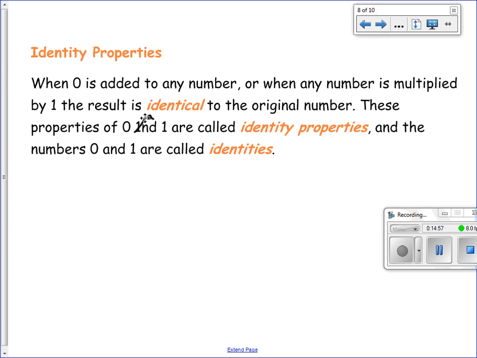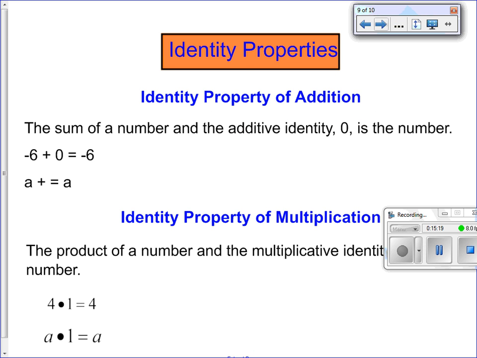When 0 is added to any number, or when any number is multiplied by 1, the result is identical to the original number. These properties of 0 and 1 are called identity properties, and the numbers 0 and 1 are called identities. So, in our example, the sum of a number and the additive identity 0 is the number. So -6 plus 0 is -6. A plus 0 is equal to A. Please correct that in your notes.